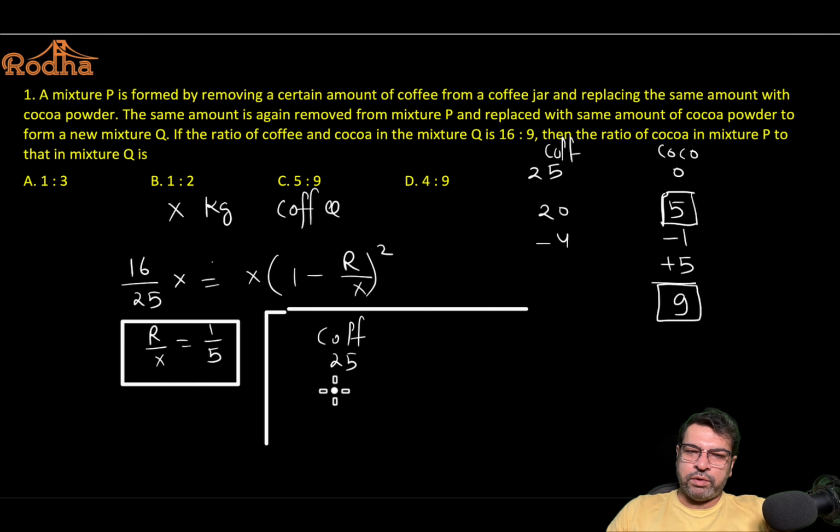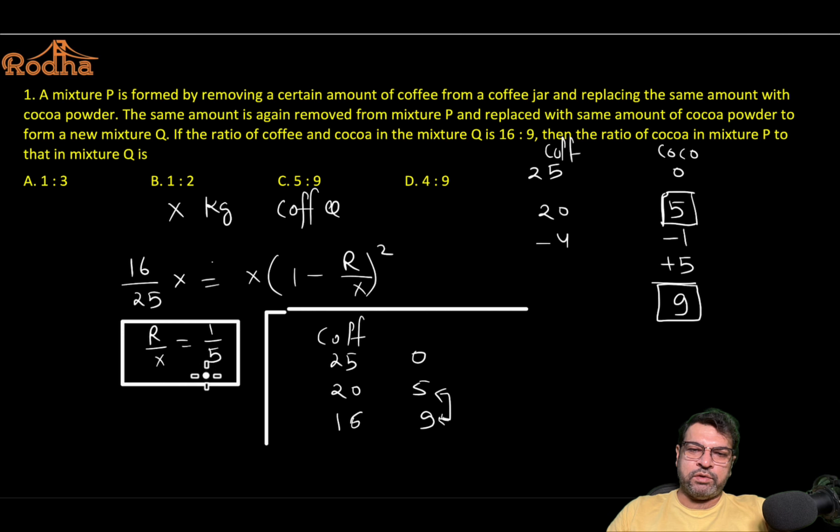Then 1/5 is removed. Leftover part is 20. When again 1/5 is removed, 4 is removed, leftover part is 16. And total is 25. So here it is 0, here it is 5, here it is 9. So clearly think on that. Correct? I can say it's a shorter approach definitely.